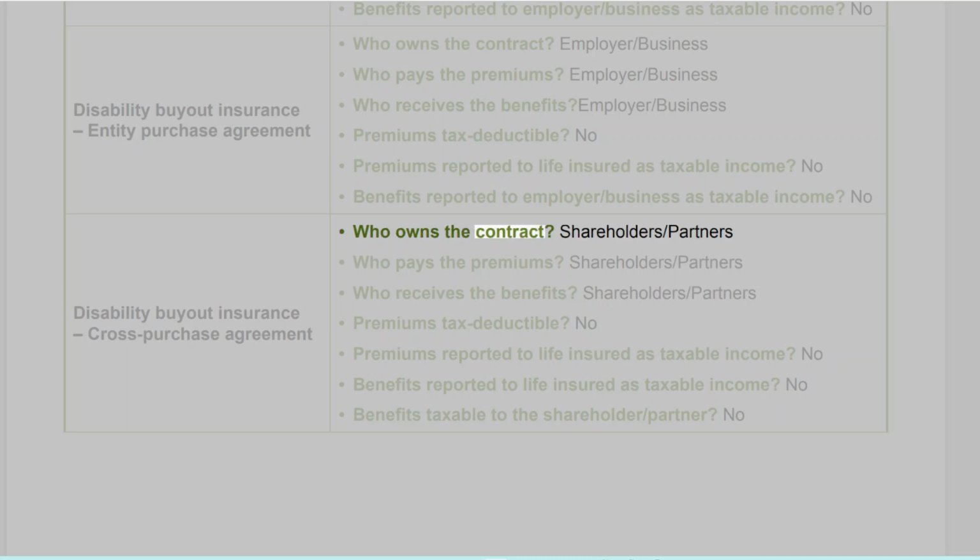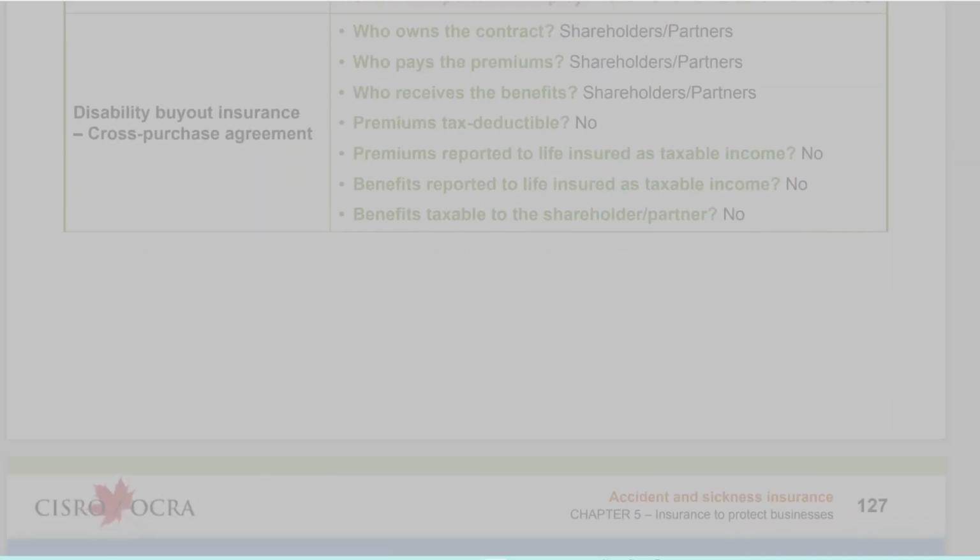Disability buyout insurance, cross-purchase agreement. Who owns the contract? Shareholders/partners. Who pays the premiums? Shareholders/partners. Who receives the benefits? Shareholders/partners. Premiums tax deductible? No. Premiums reported to life insured as taxable income? No. Benefits reported to life insured as taxable income? No. Benefits taxable to the shareholder/partner? No.